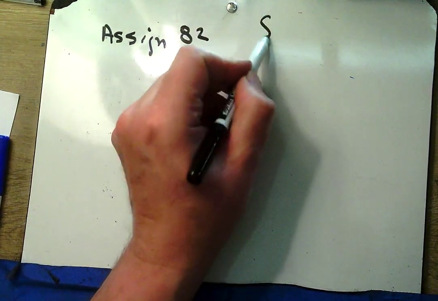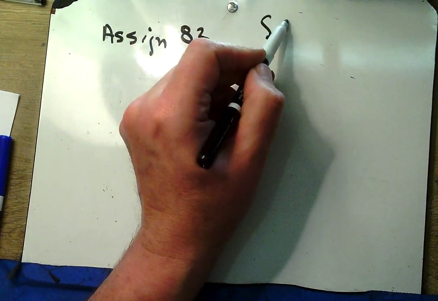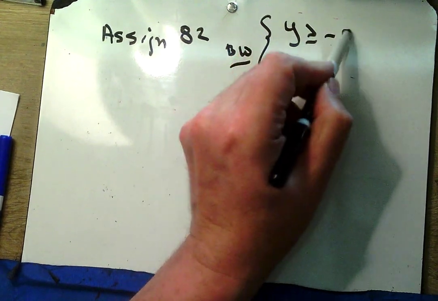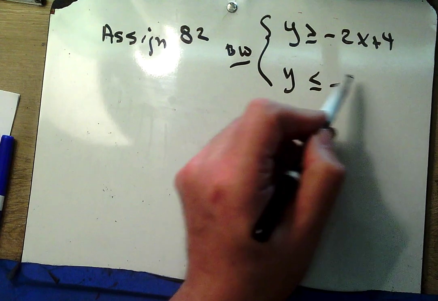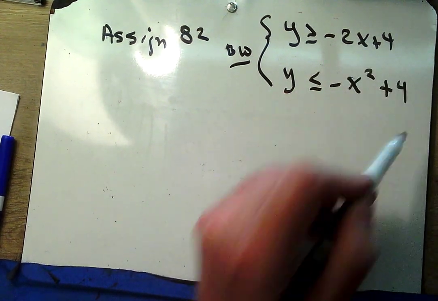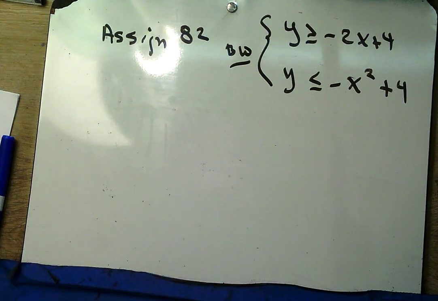So here's our system, and we can call this bell work. Please do y is greater than or equal to negative 2x plus 4, and y is less than or equal to negative x squared plus 4. All right, give it a try. Come back when you're done and ready to check your answer.